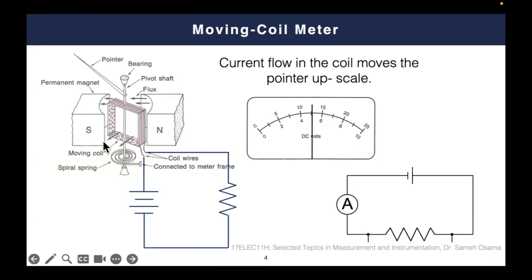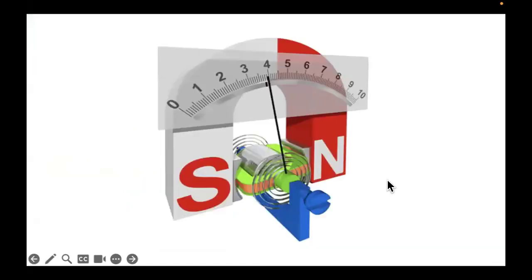As you can see here, we have a pointer. This is a pointer, and we have a moving coil. This moving coil is between two magnets. We have a spring, and we have a scale. This is the major scale, and this is the minor scale.